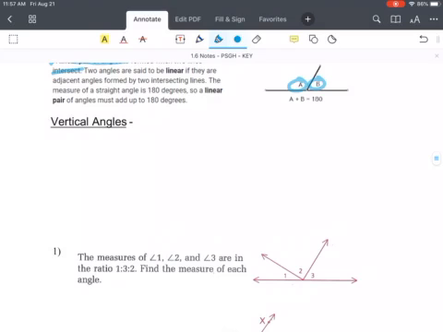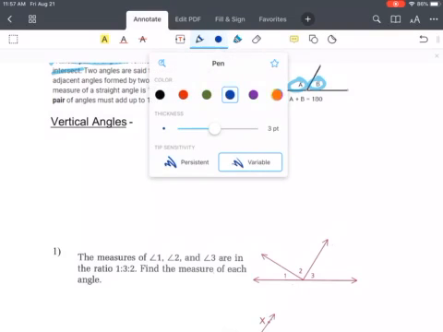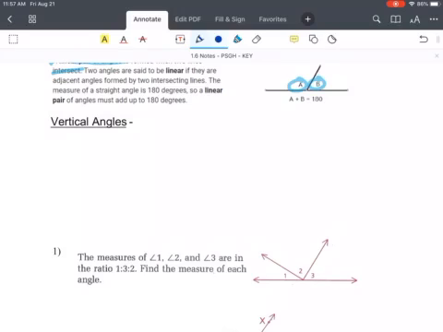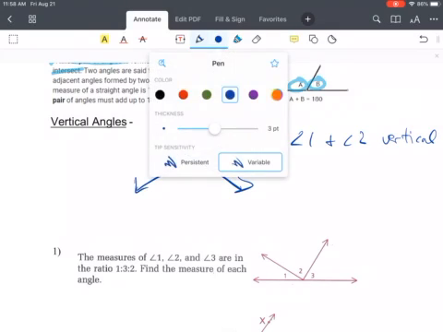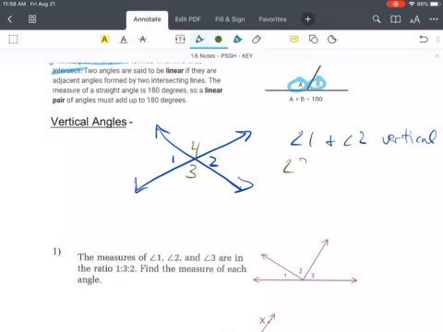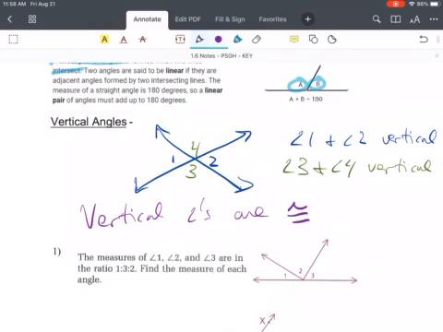Vertical angles are angles that, when you have two lines that are intersecting, are opposite of each other. So in this case, angle 1 and angle 2 are vertical. And then if I were to say angle 3 and angle 4, they would also be vertical. And vertical angles are congruent to each other.